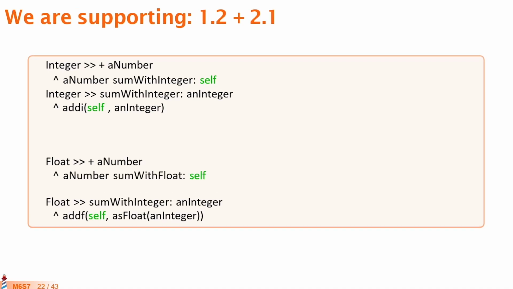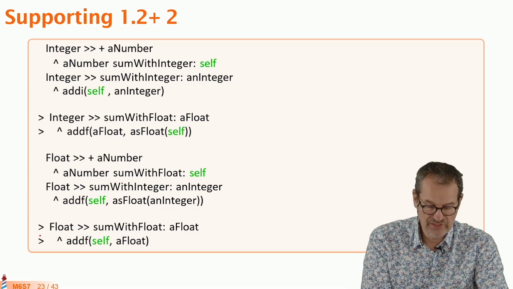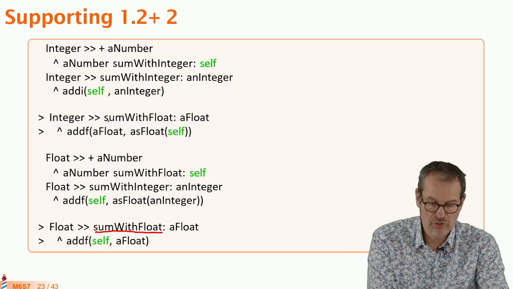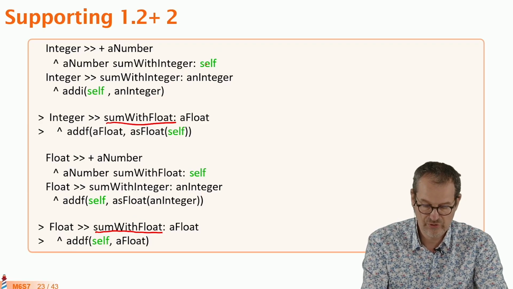But basically, what we should do is define a new method like that. We should say a number sum with float. Why? Because we don't know if the number is an integer or a float. So since we don't know, we define plus with this method. The impact is that we will have to define sum with float on the class integer and the class float. So now, you see, I added sum with float on 2 classes, on the class integer and the class float.